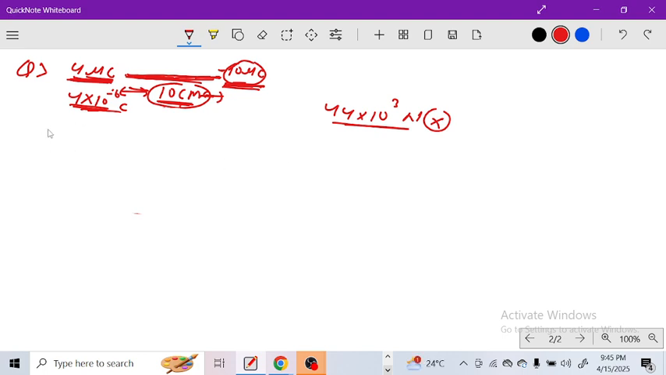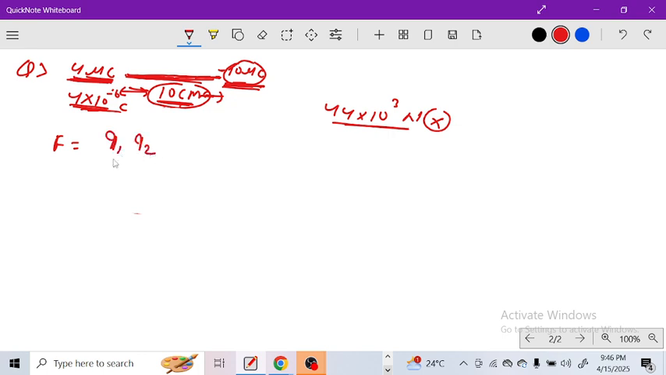Let me confirm you. So we have to find the force. Sir, can I send my working in the group? You can send it in our group, Kavya. Okay, sir. So let me confirm. What is the formula of force, Kavya?